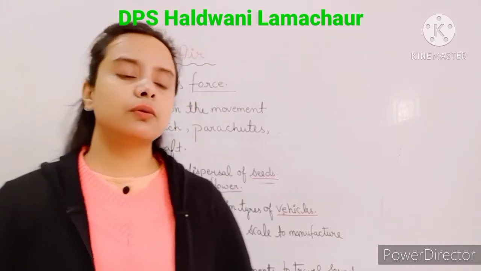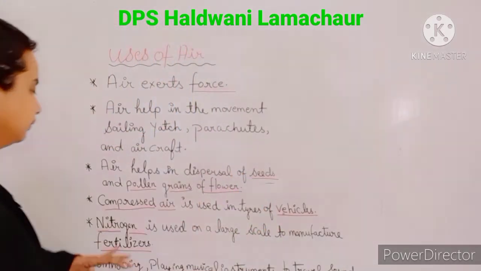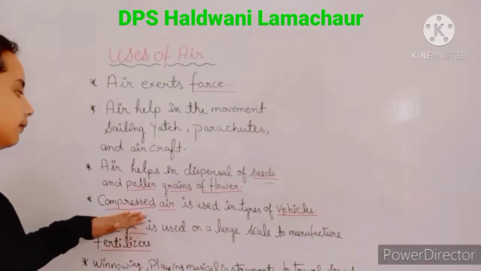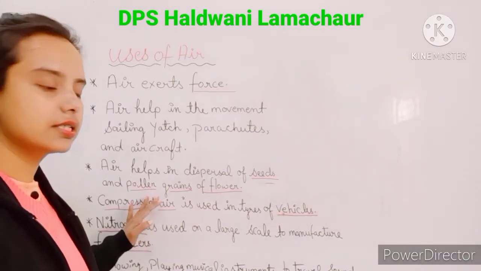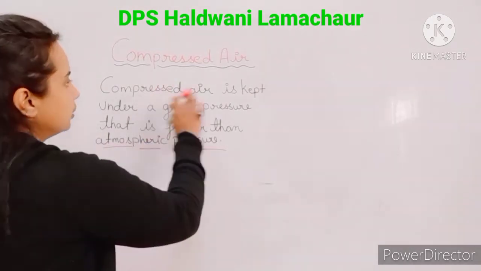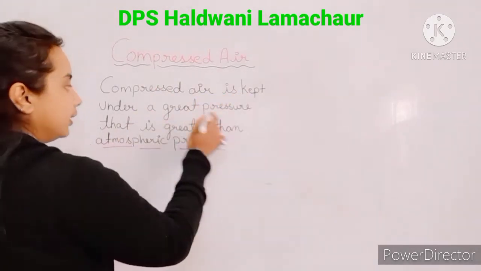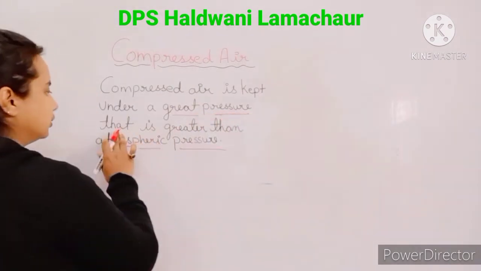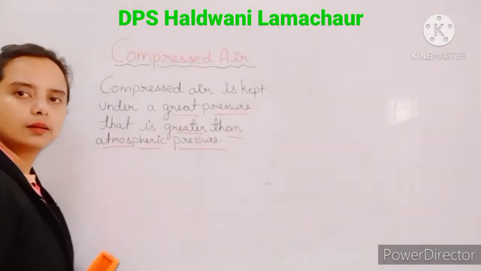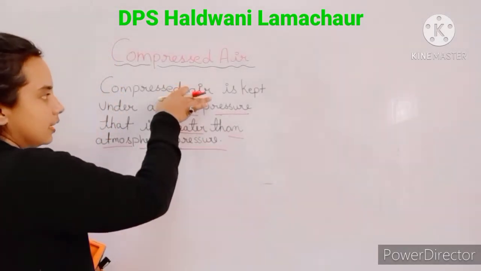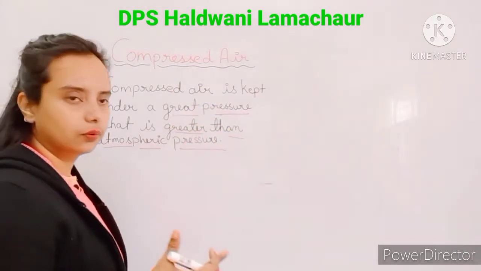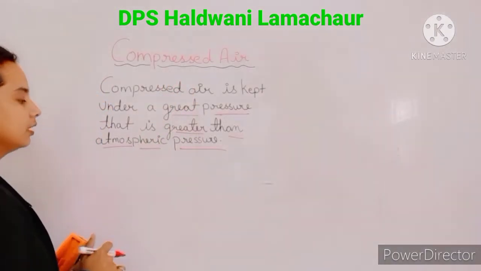Now here I told you that compressed air is used in the tires of vehicles. Now let's see what this compressed air is. Compressed air is kept under a great pressure, that is greater than the atmospheric pressure. Okay, the pressure of compressed air is greater than the atmospheric pressure. So this is known as compressed air.